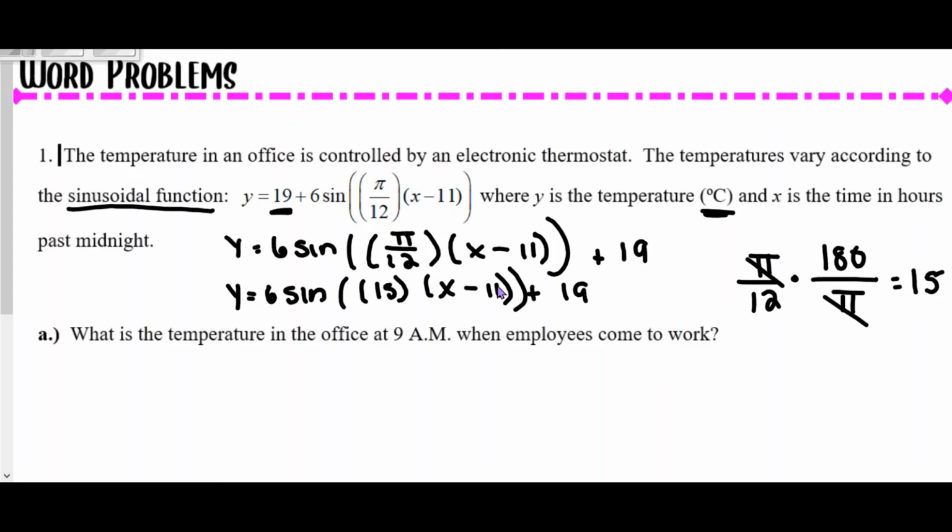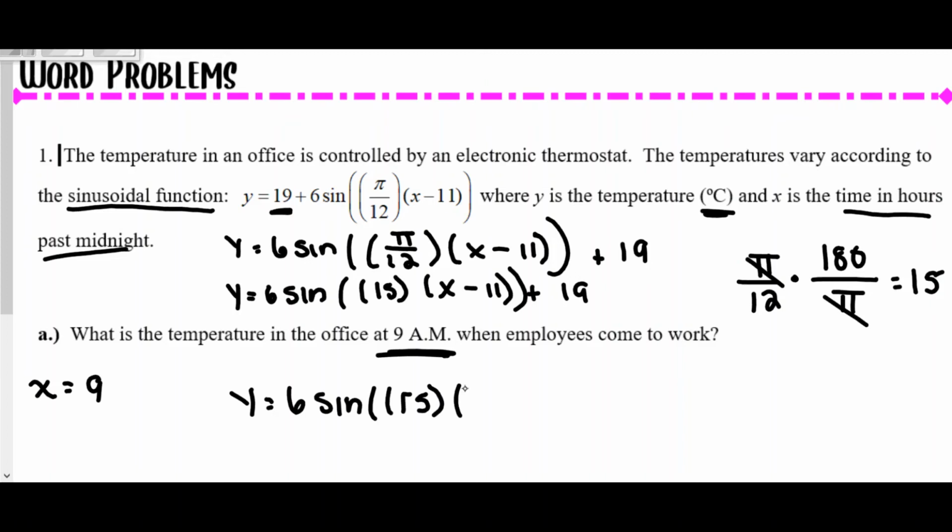The first question is, what is the temperature of the office at 9 a.m. when employees come to work? So x in our word problem is the time in hours past midnight. They want to know the temperature after 9 hours. All we're going to do is use our equation: y equals 6 sine of 15 times 9 minus 11, plus 19. They're giving us the amount of hours since midnight, and y, our output, is our temperature. So we want to know the temperature after 9 hours.